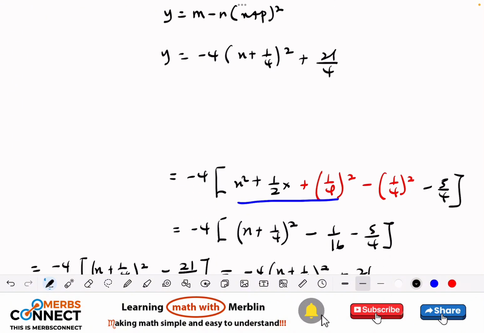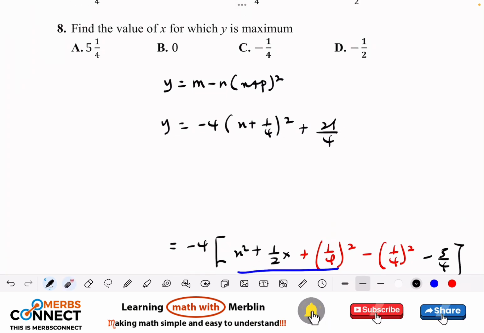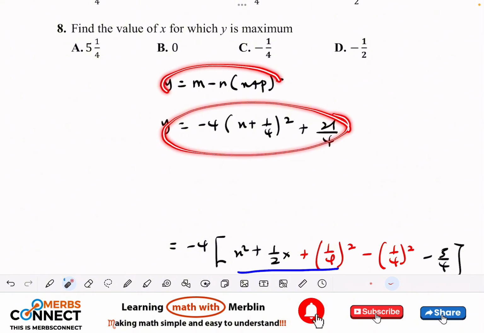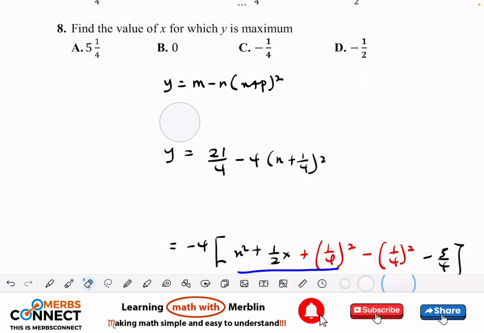Yeah, minus 4x plus 1 over 4 squared. Good. So now let's write this in this form. What I can do is bring the 21 over 4 first, then minus 4x plus 1 over 4 squared. So now let me clean this. Now let's see how these terms are related.